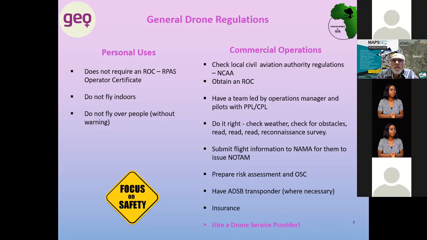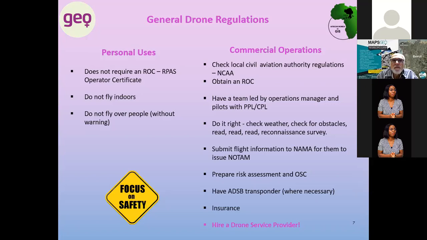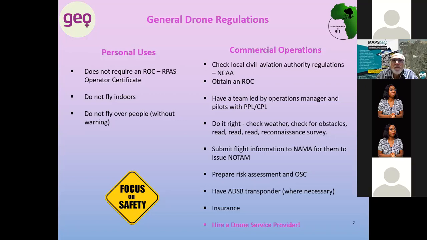You need to check the weather. Weather is a very important factor. You need to know how to observe the weather and the different types of cloud and how to tell if it's going to be a thunderstorm or just light showers and such like. You need to submit your flight information to the national agency that manages NOTAMs. NOTAM simply represents notice to airmen. There are many people using the airspace, and they all fly at different altitudes. You need to notify others so that there is no collision.